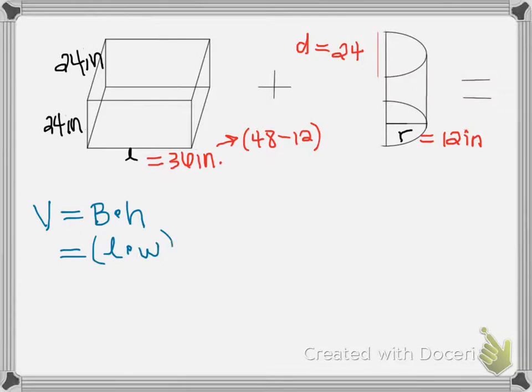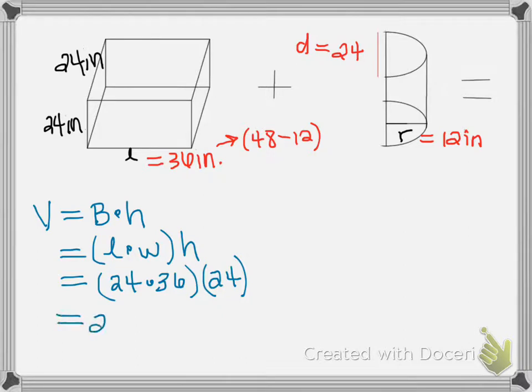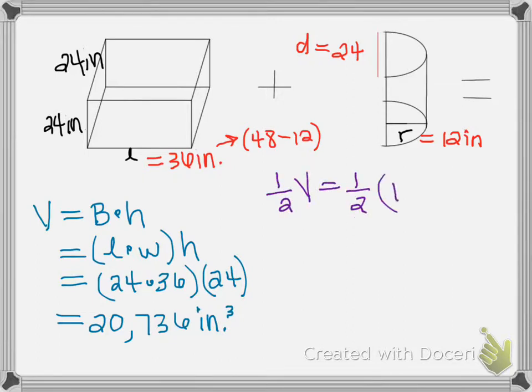So first I want to find the volume of that rectangular prism, and the work is shown here. We need the area of the base times height. Since it's a rectangular prism, the base is a rectangle. And I know I need to do length times width times that height. My length is 36. My width is 24. Even though I have them a little backwards, it'll multiply to be the same thing. And my height is 24. So in total, the volume is 20,736 cubic inches.